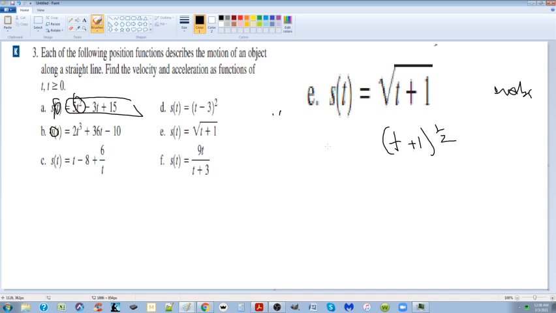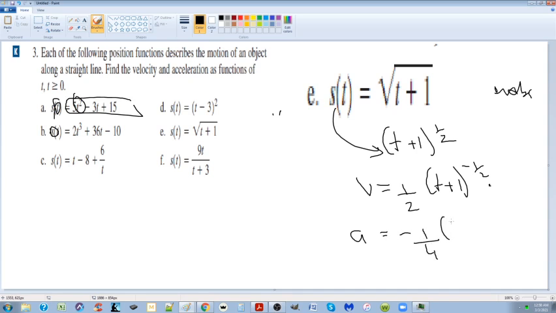Rewrite it. So that's still distance. Velocity is this. What's the derivative of the constant? Just one. Acceleration is this. Follow the same rules that you learned in Chapter 2. Understanding what this is actually this.